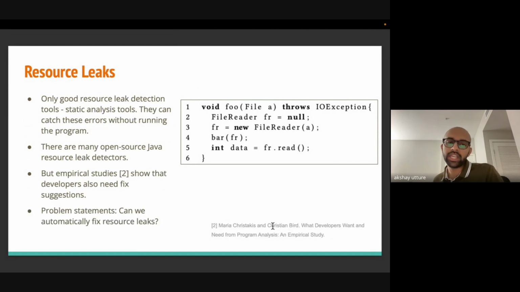The only current good way to detect resource leaks is through static analysis tools. They can catch these errors without actually running the program. And there are many open source Java resource leak detectors out there. But empirical studies show that developers often want fix suggestions along with just warnings about issues. So the problem statement that we're trying to solve now is, can we automatically fix resource leaks for Java?